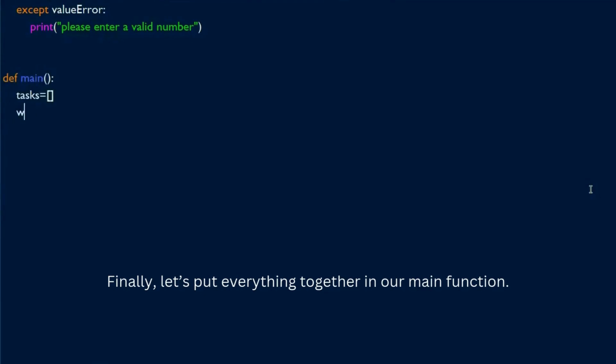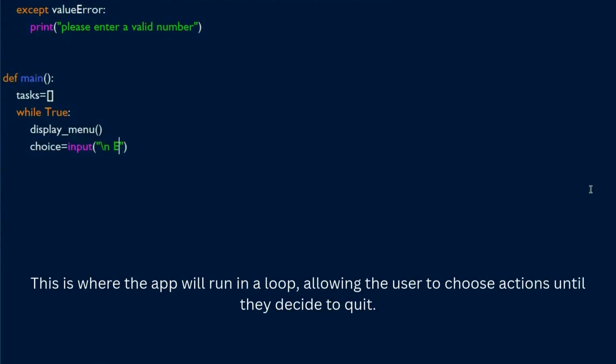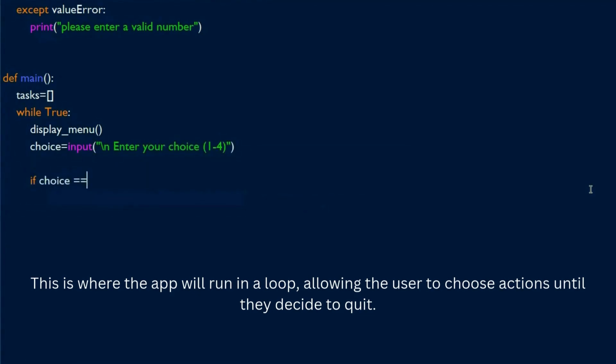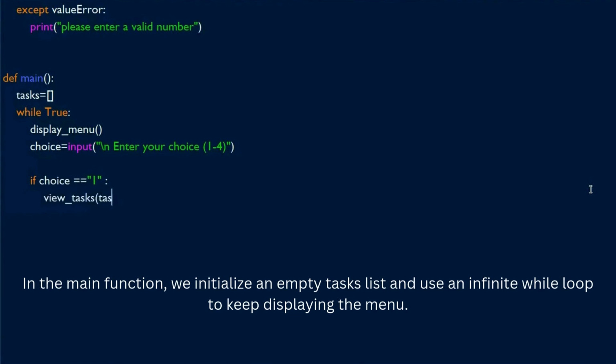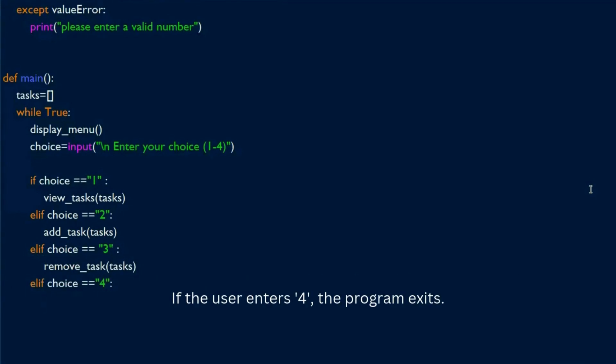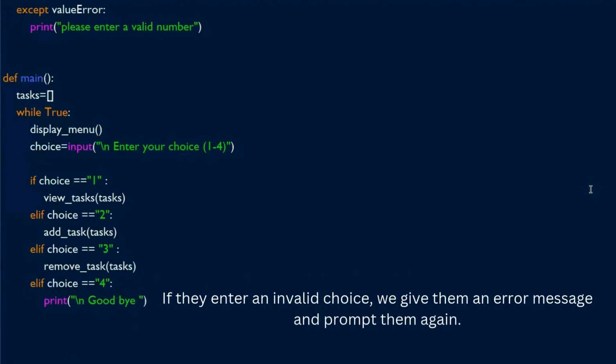Finally, let's put everything together in our main function. This is where the app will run in a loop, allowing the user to choose an action until they decide to quit. In the main function, we initialize an empty task list and use an infinite while loop to keep displaying the menu. Based on the user's choice, we either view, add or remove a task. If the user enters 4, the program exits. If they enter an invalid choice, we give them an error message and prompt them again.